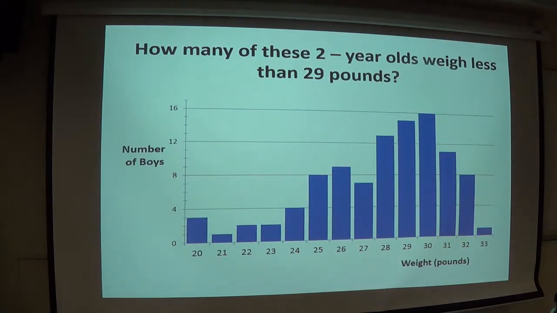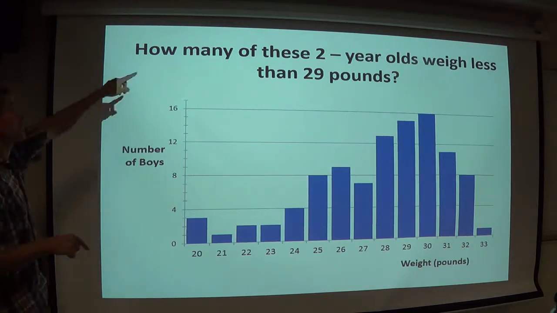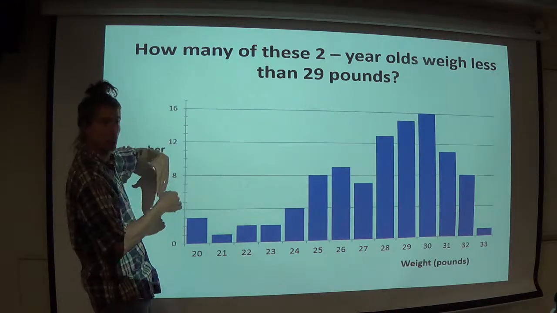Do the same thing for 29 pounds. Strictly less than 29 pounds. Strictly less. 36 and... let's see, I got 49? 47 or 49. 49? Okay. I'm getting 49. Remember, don't count the 29 pounders, just count the 28 and belows.